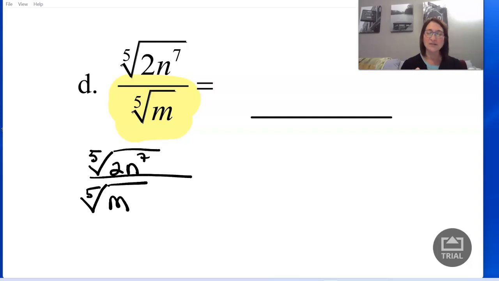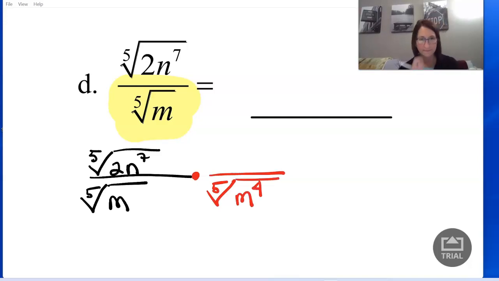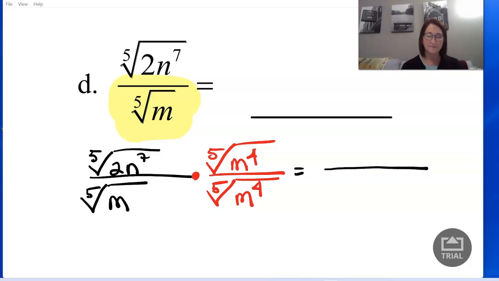So I'm going to multiply by the 5th root of m to the 4th. Then I'm going to be able to take out a root of m. And if I'm doing that on the bottom, I have to do the same thing on the top. Okay, so now I've got on the bottom plain old m, no radical. That's good. That's my goal.